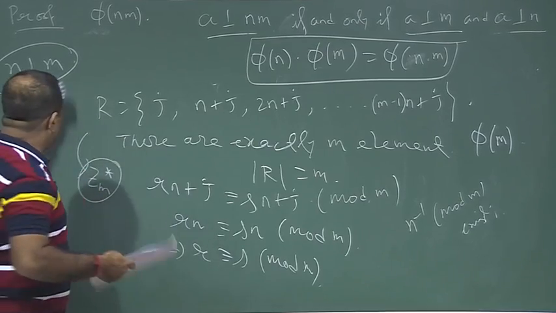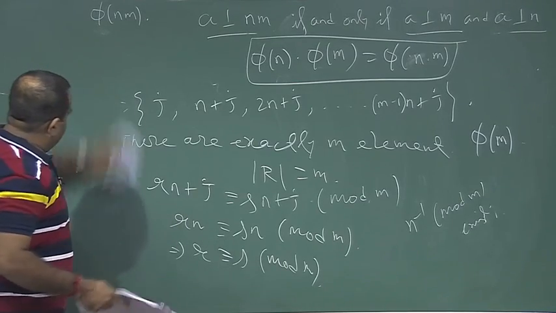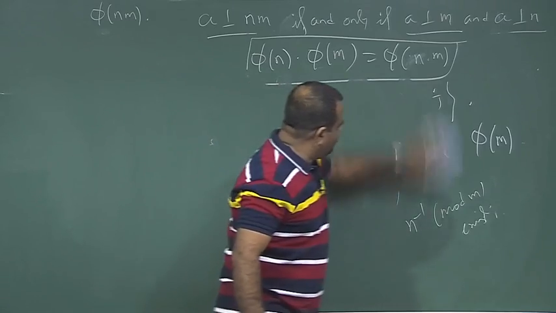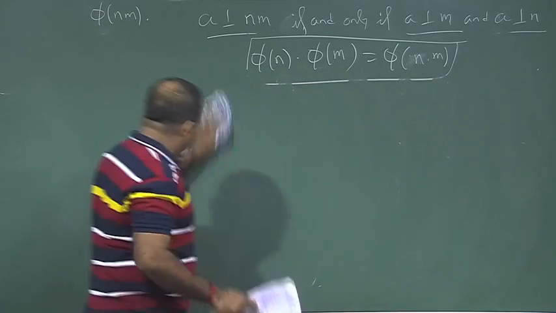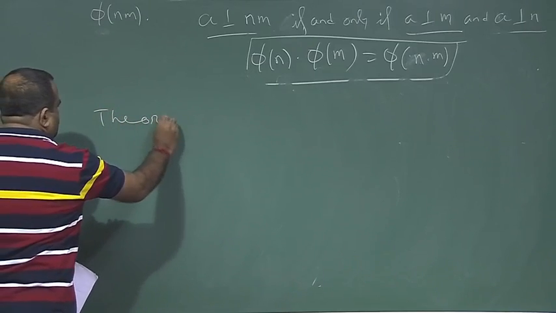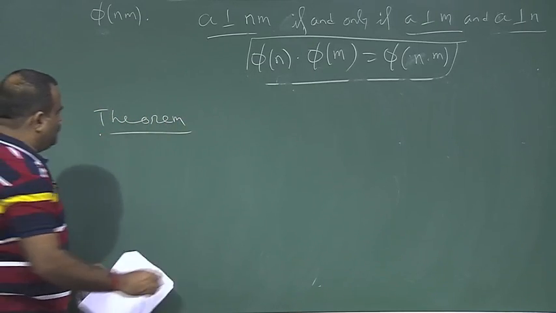Okay, so just a quick result. We will use this to calculate the phi function when n is not a prime, and we need another result. This is also easy to prove. We are not going to prove this.